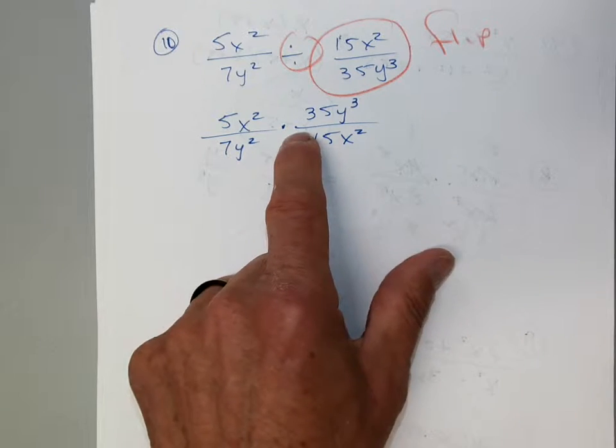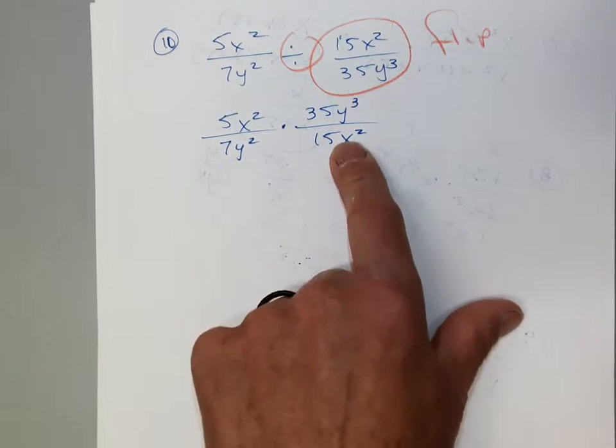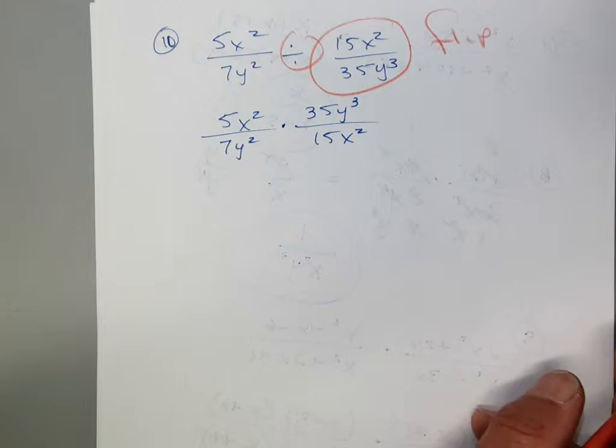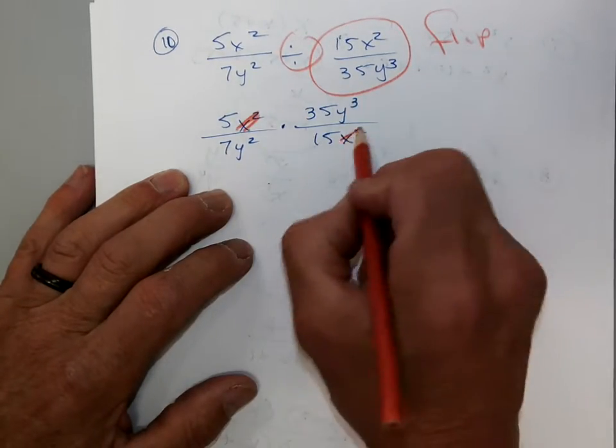Now we're going to multiply, right? So you invert and multiply. So flip it and then multiply. Okay, now anything on top is fair game with anything at the bottom. So x squared. You guys agree with that?